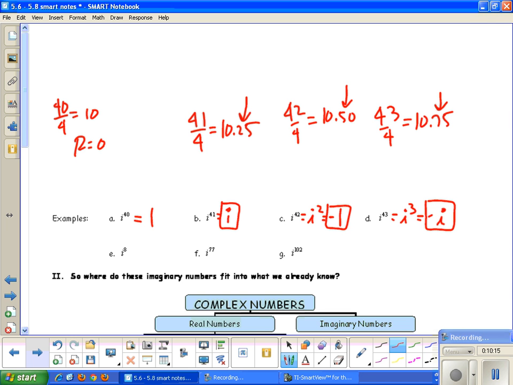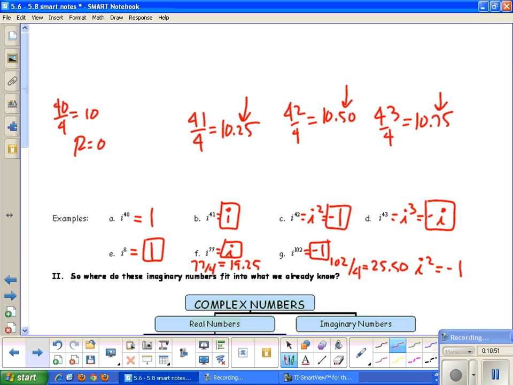So then for the first one, 8 divided by 4 has no remainder, so I know this is going to be equal to 1 when you simplify it. i to the 77, so 77 divided by 4 is 19.25, so that would be i to the first, so just i. And 102 divided by 4 gives us 25.50, so that means you have i squared, which is really just negative 1. So i to the 102 power really simplifies into negative 1. So those are the powers of i.